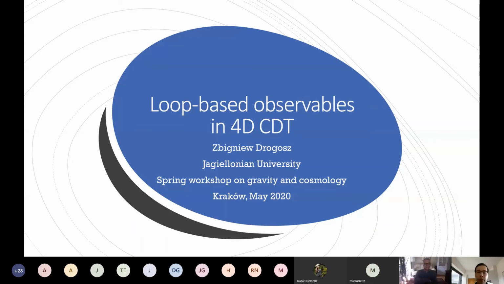Good afternoon. I'm Zbigniew Drogosz, and I'm going to talk about loop-based observables in four-dimensional causal dynamical triangulations.